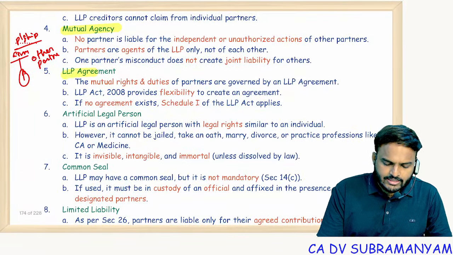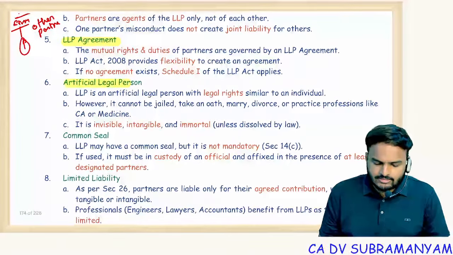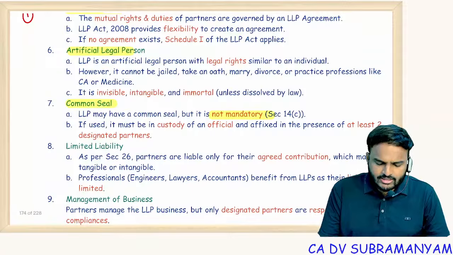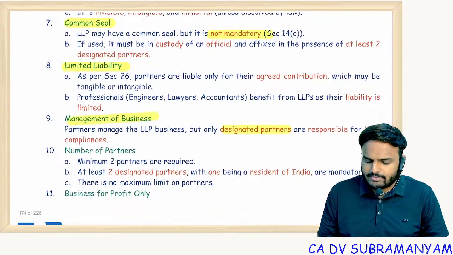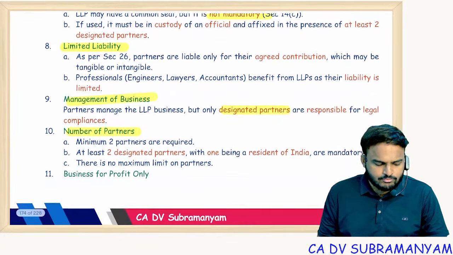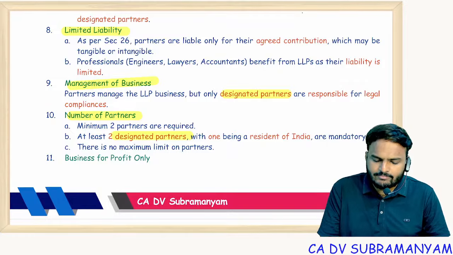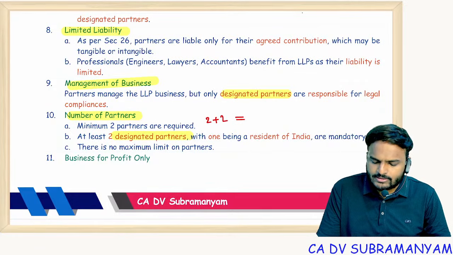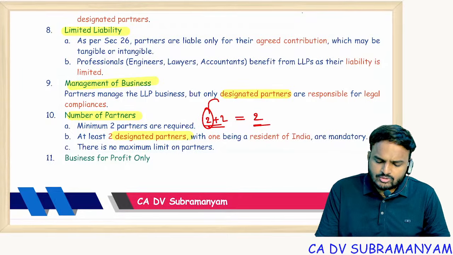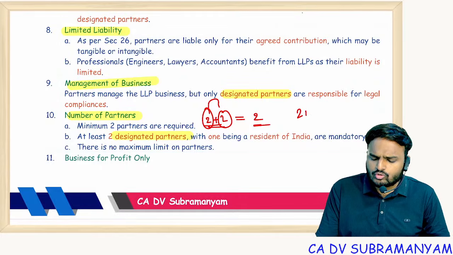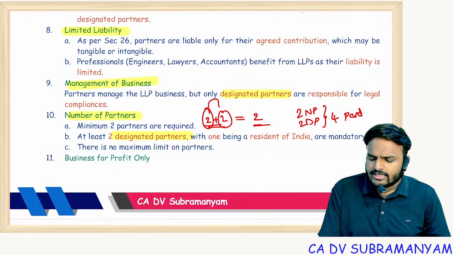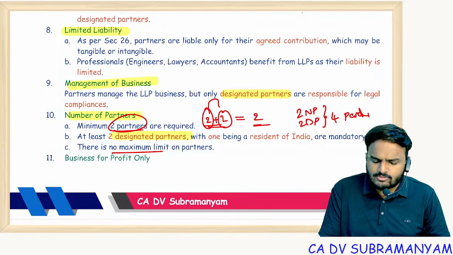Next one, LLP agreement. Artificial legal person. Common seal, not mandatory. Limited liability of the partners. Management of the business is done by designated partners. Number of partners: minimum 2 partners are required, and at least 2 designated partners are required. Don't get confused with this. Is 2 plus 2 equal to 4? No, 2 plus 2 is equal to 2 only. So 2 normal partners will take the status of designated partners. If I have 2 normal partners and 2 designated partners separately, then I can have 4 partners. Yes. In LLP, the minimum number of partners is 2 and the maximum has no limit.